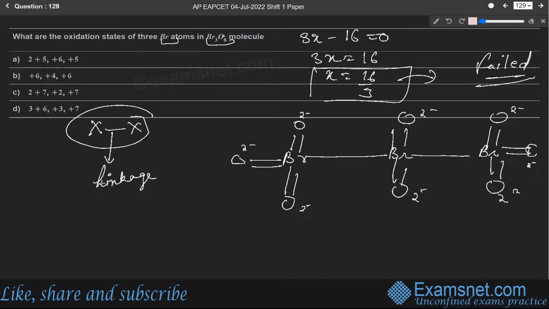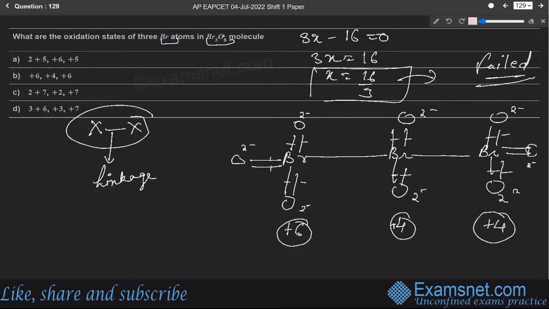They've asked three Brs. Can you see one bond, two bond, three bond, four bond, five bond, six bond? So +6 is the oxidation state of this. One, two, three, four bonds, so this is +4. Again one, two, three, four, this is +4. So +6, +4, and +4 is the correct option. Can you see this in any option?